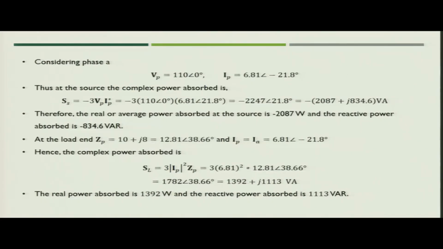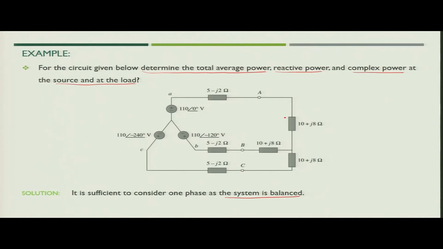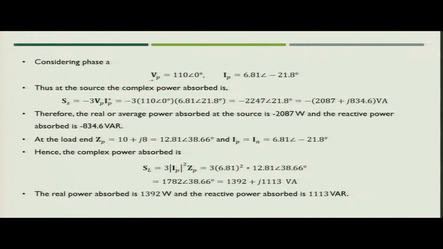So, in that case, how do you calculate the value of current I p? You can simply use Kirchhoff voltage law in the loop and find out the value of current I p. When you solve it, V p is given in the question as 110 angle 0. I p you will be able to calculate, which will be equal to 6.81 angle 21.8 degree. So, this will be your per phase current.